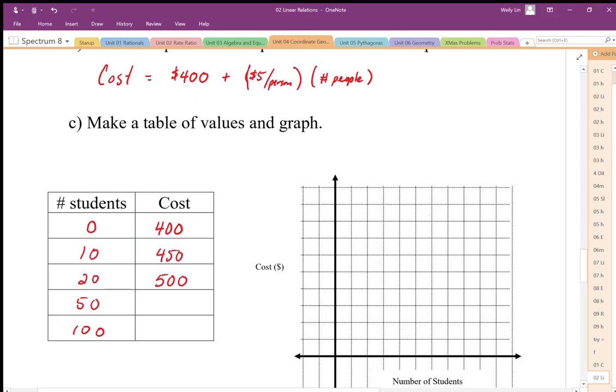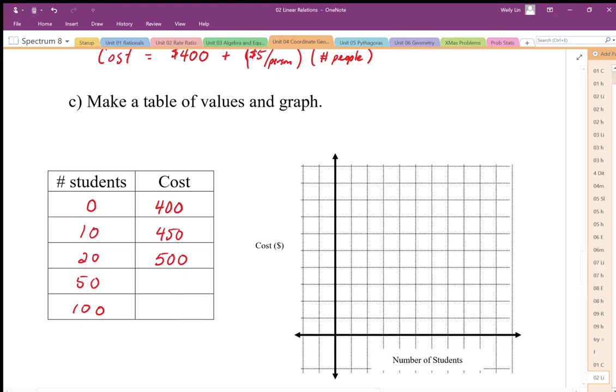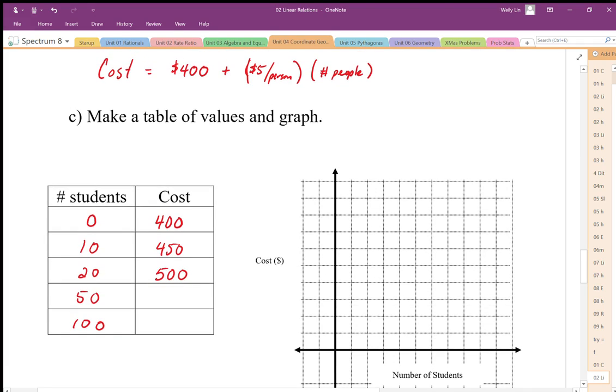Okay. Now you may have chosen different values depending on how big your school dance is going to be, but I'm going to say my school dance is kind of small, 100 people. So 50 people is going to cost $5 times 50 plus 400. That's going to give me $650. And 100 is going to cost $900. So then I need to make my scale. So 1, 2, 3, 4, 5, 6, 7, 8, 9, 10. So I'm going to make that 100 here.